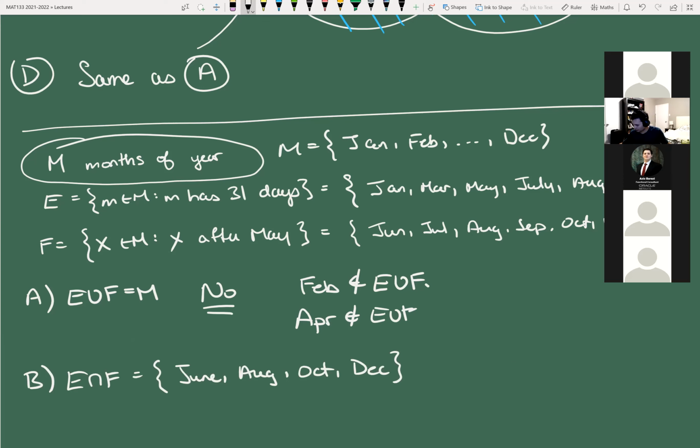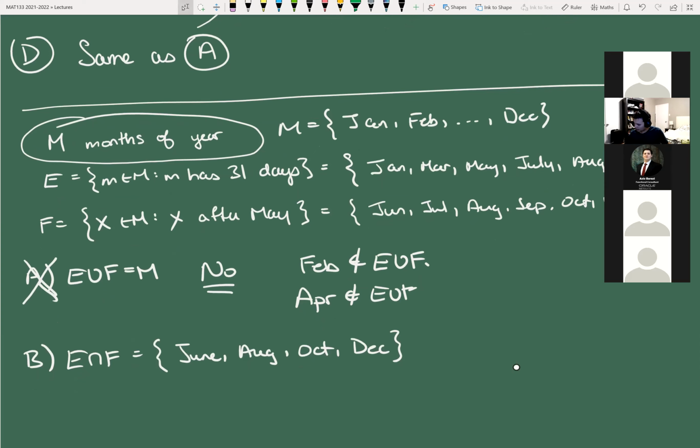Okay, so let me say this is not correct, right? And why is it not equal to June, August, October, and December? Okay, sure, June is not in both sets, right? That's what you're trying to say? So June should not be in here. June is actually not in E intersect F. It's after May, but it doesn't have 31 days, right?